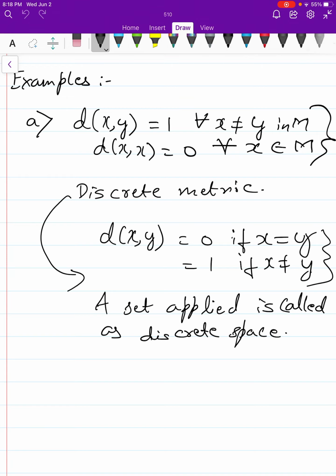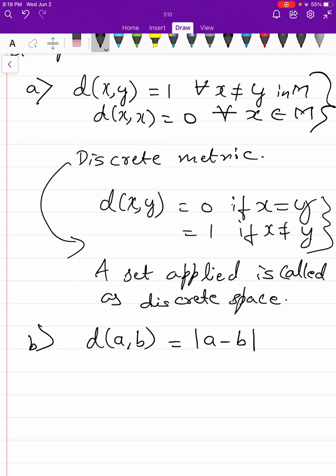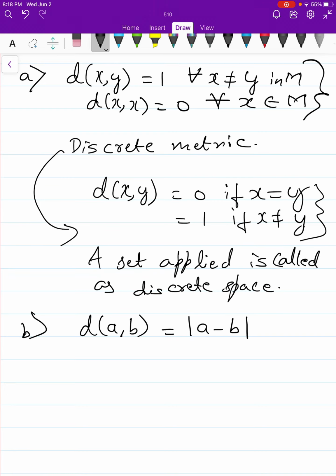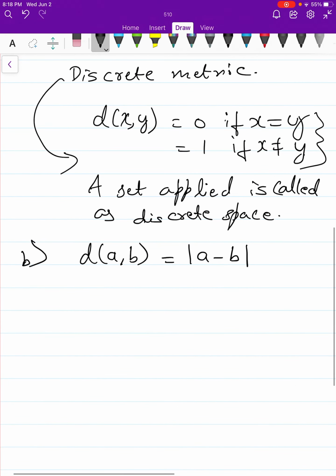Another important example on the real line would be the metric defined as d of a comma b is equal to absolute value of a minus b. You can check whether this is a metric or not by checking all the 4 properties. Any time we refer to R without explicitly naming the metric, this would be the metric we are referring to, and it is called the usual metric on R.